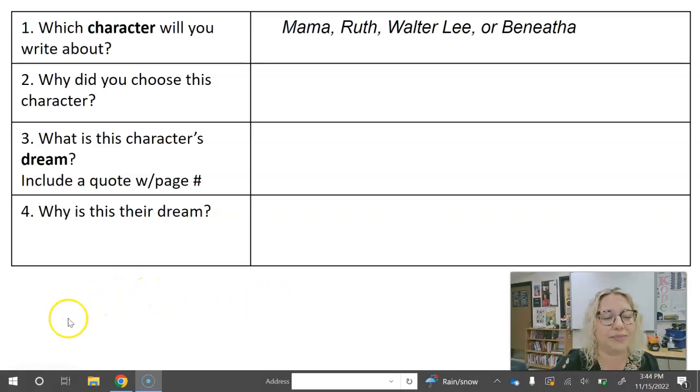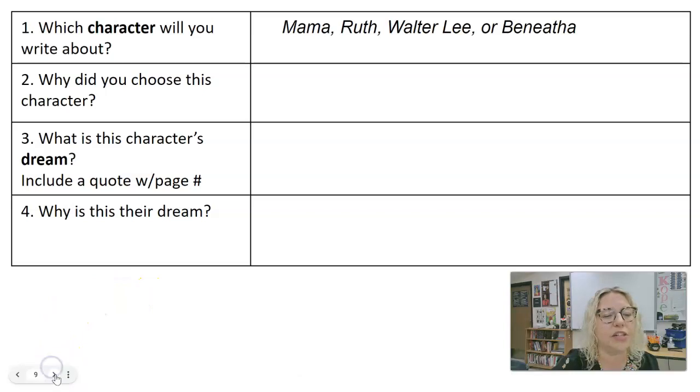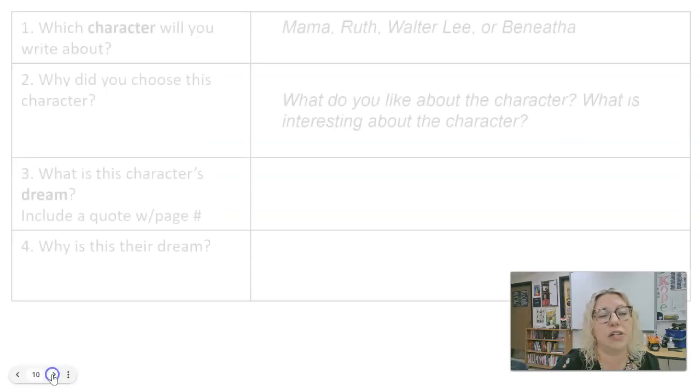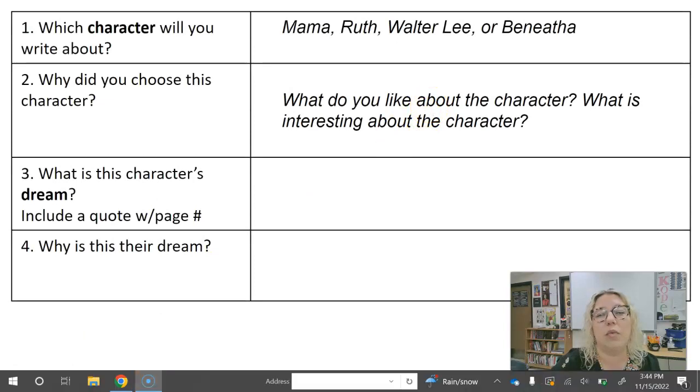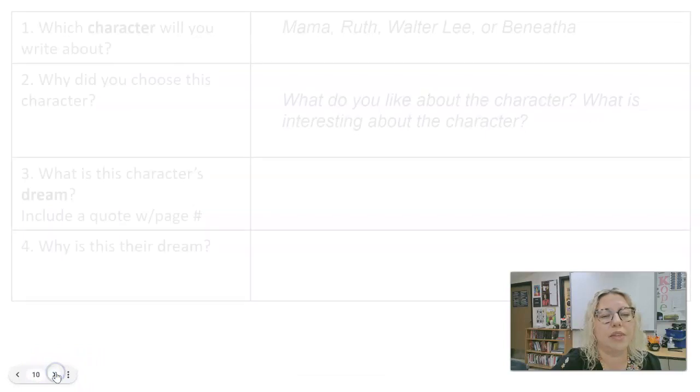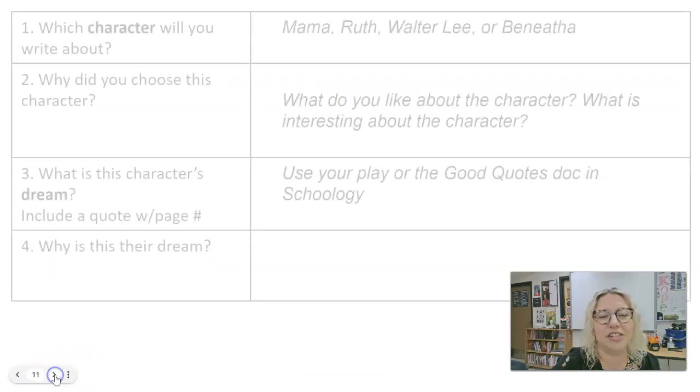It's time to pick. The next question we have, why did you choose this character? That is really up to you. You get to decide why you chose the character, and I just want you to tell me what your reasons were. What do you like about the character? What's interesting about the character? Anything like that would be fine. Right now we're just brainstorming. Oh, I'm going to have to click this a bunch of times.